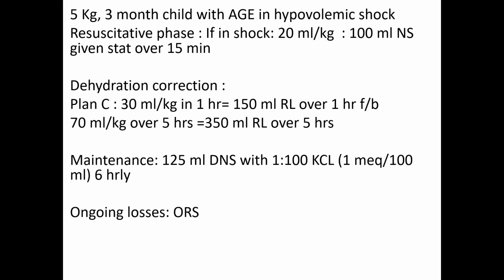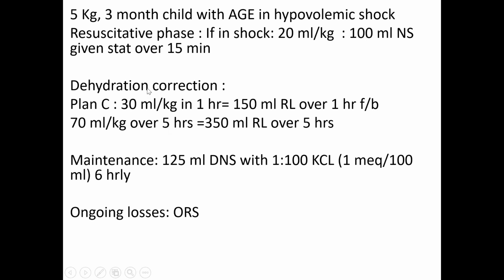So let's take an example. We have a 3-month-old 5 kg patient who has come to us in shock. If the patient is in shock, as we had discussed in the resuscitative phase, we'll be giving a fluid bolus. So we gave 100 ml NS, so that is 5 kgs, 20 ml per kg. We gave an isotonic fluid bolus over 15 minutes to make sure that the patient attained normal pulses. And after stability has been achieved, we now start the dehydration correction.